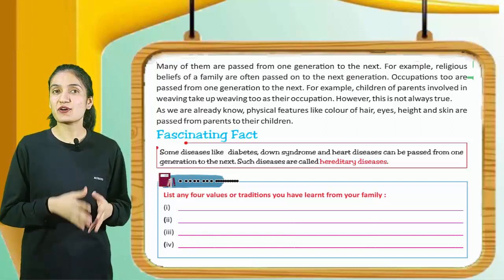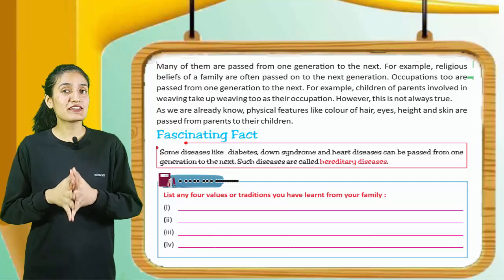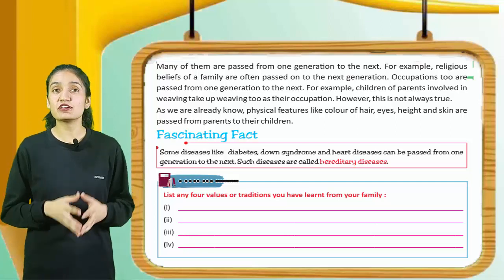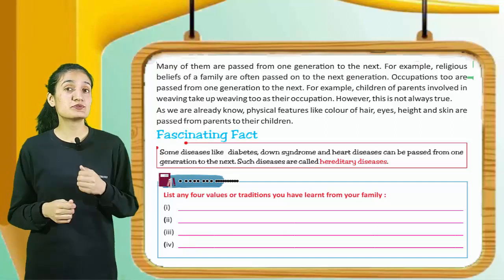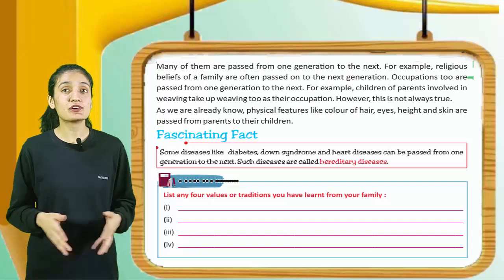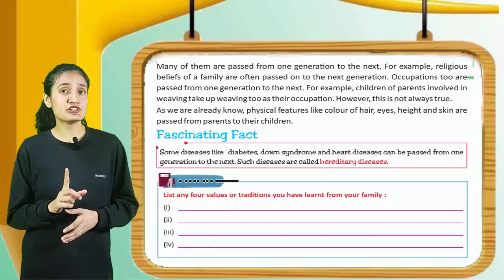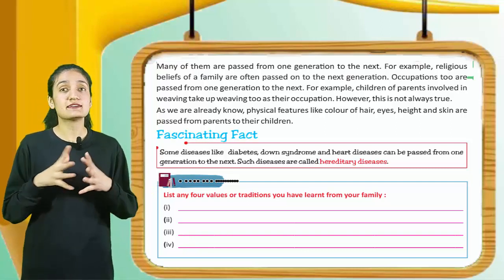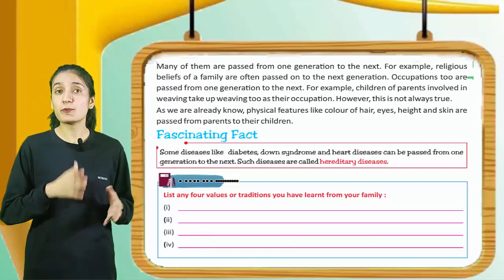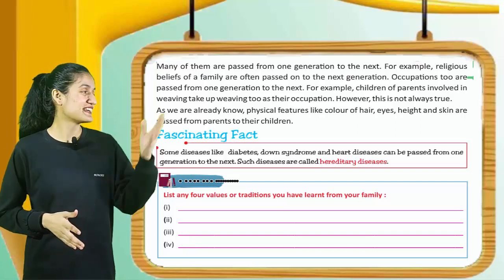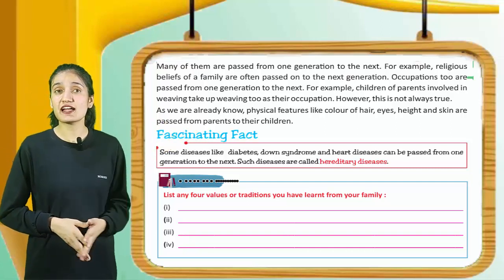Occupation too are passed from one generation to the next. For example, children of parents involved in weaving take up weaving too as their occupation. However, this is not always true. As we already know, physical features like colors of hair, eyes, height and skin are passed from parents to their children. Now let's see the fascinating fact.